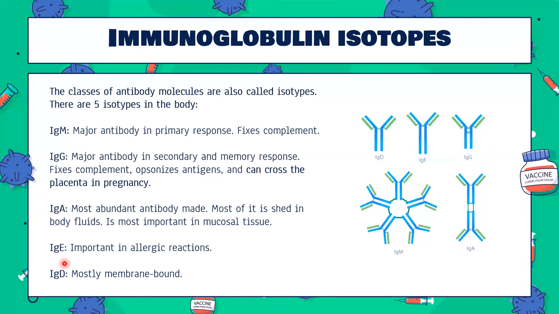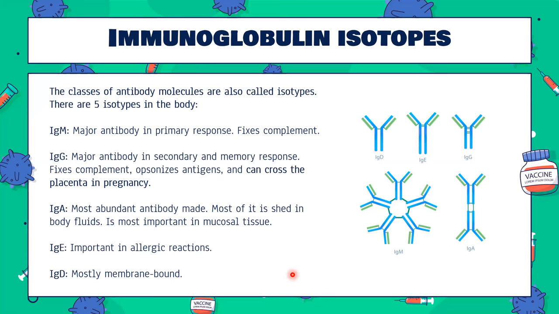Now, IgE, try and think of it as eggs, and some people are allergic to eggs. I don't know, there isn't really much to say in this regard, but it's usually involved with allergic reactions. What else starts with an E? Our eosinophils, which are also very commonly involved with allergic reactions. Finally, we have our IgD, which is mostly membrane bound, and it's typically just in fetal life. You don't really have to know much about it, if anything at all.